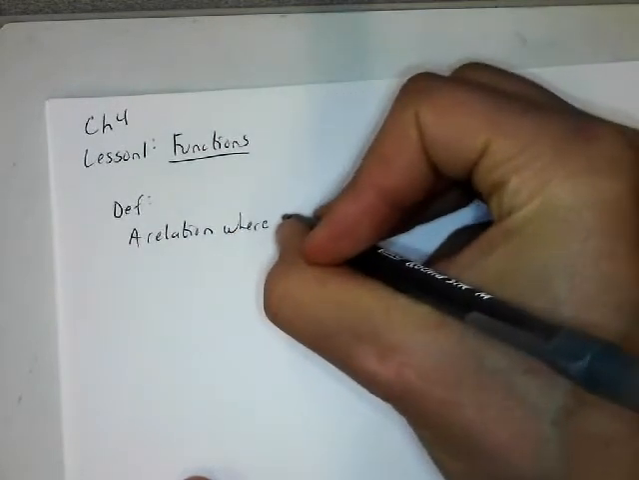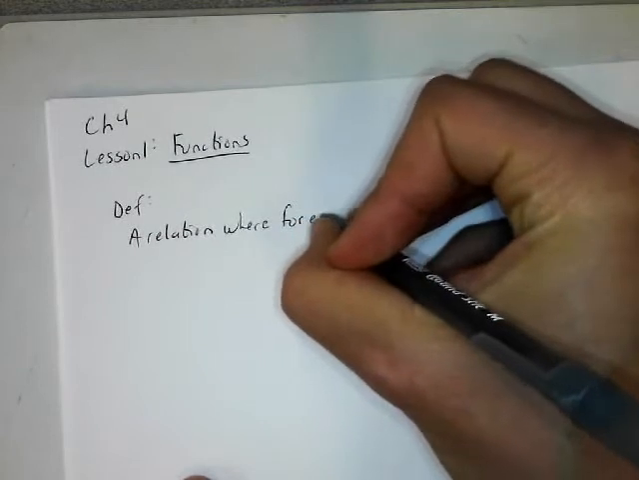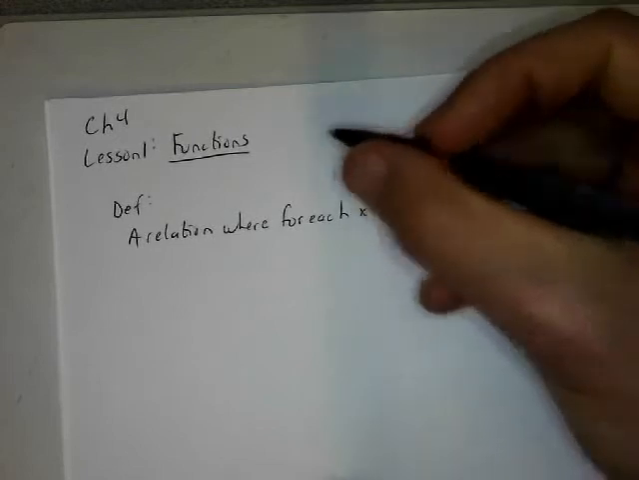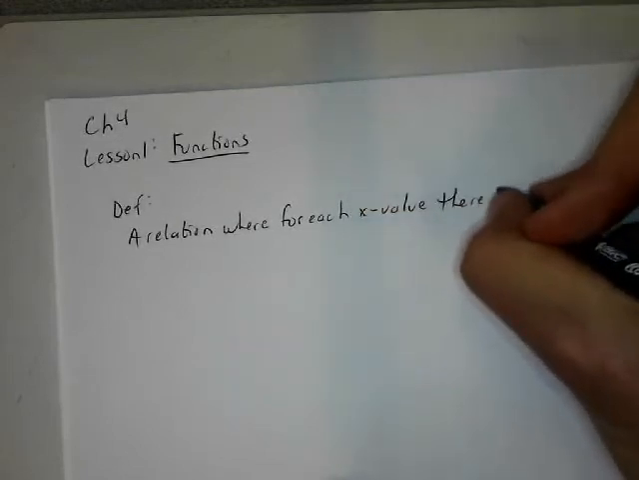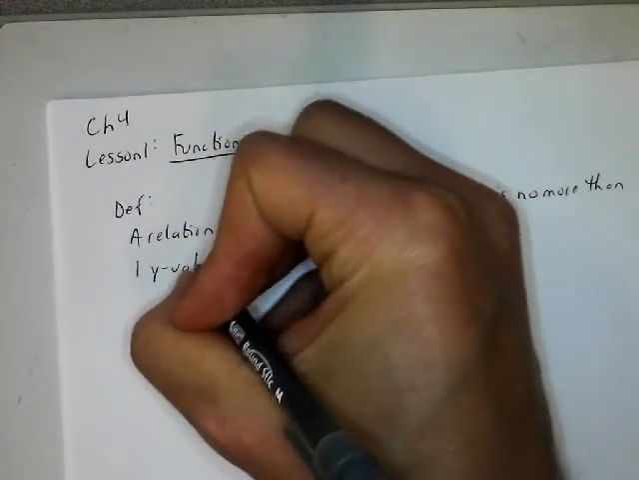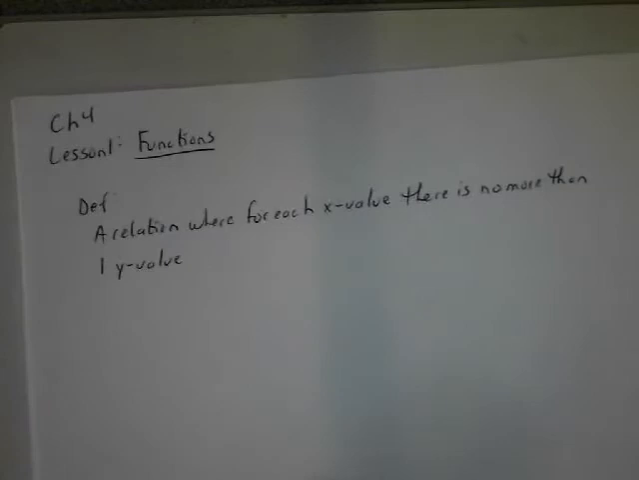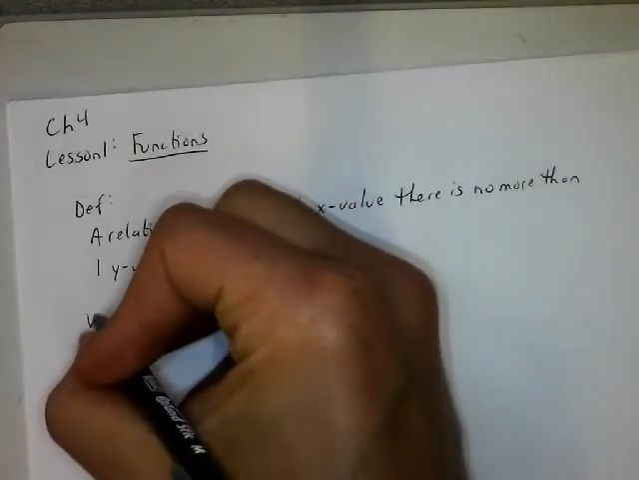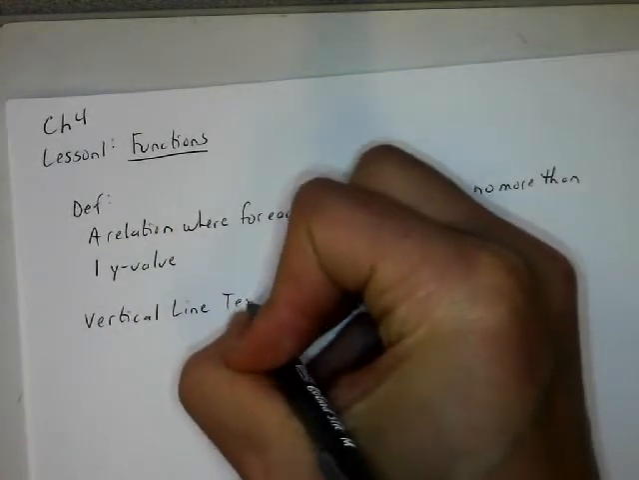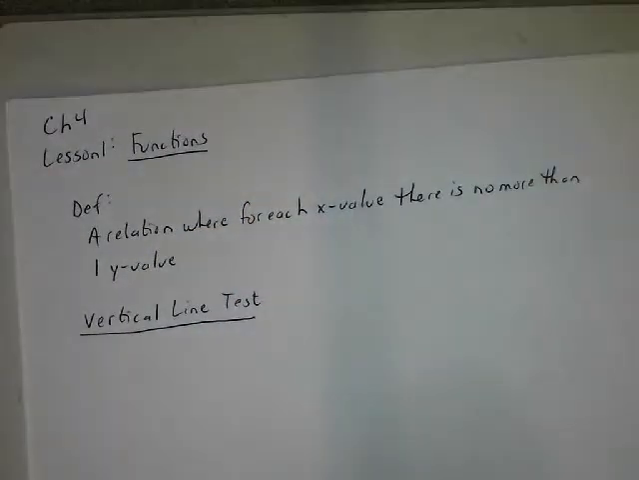where for each x value there is no more than one y value. You might remember the test we had for this, and that would be the vertical line test. So if you remember back to algebra, if you can draw a vertical line and it passes through more than one point, then it's not a function.